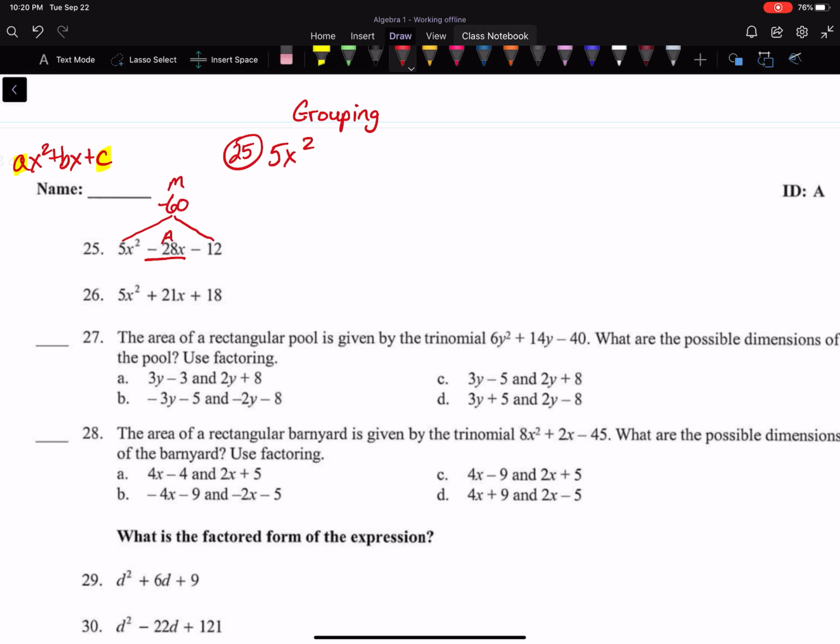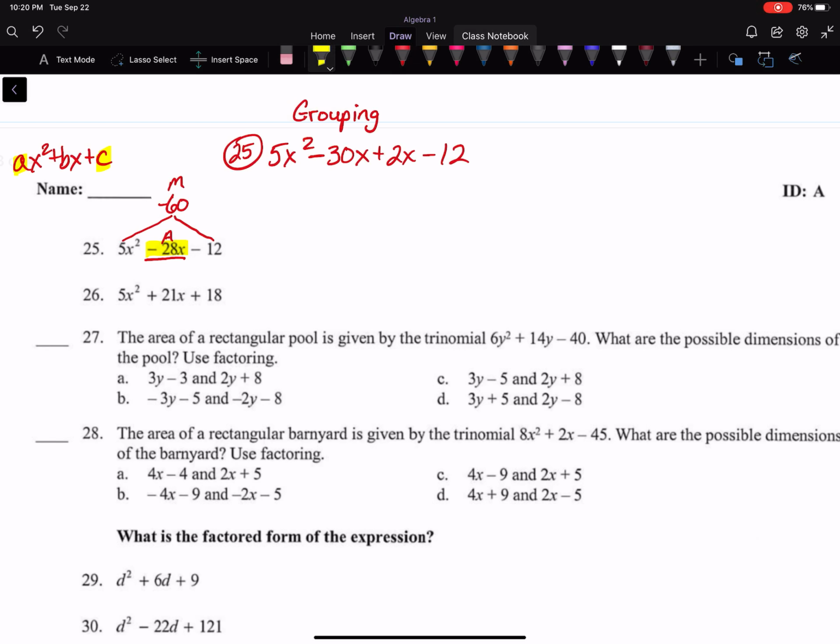So let's see here. The factors that would multiply to be negative 60 and add up to negative 28, I could do negative 30x plus 2x. And then you just finish writing the problem. Minus 12. Now, again, negative 30x plus 2x is negative 28x if you were to add them up. So I'm kind of making it bigger. Okay? So then we take our groups. Oops, didn't mean to erase that minus sign.